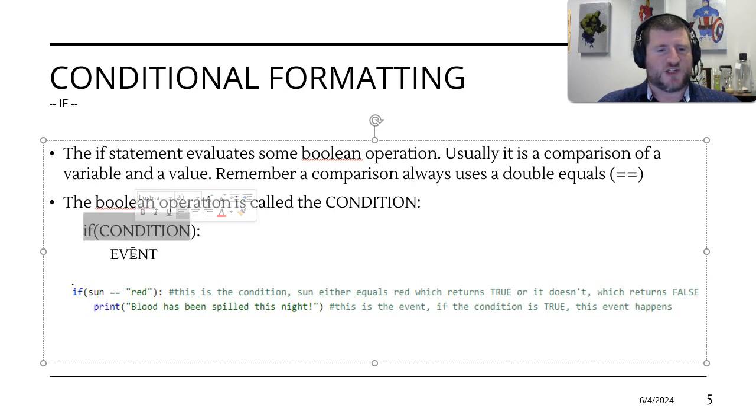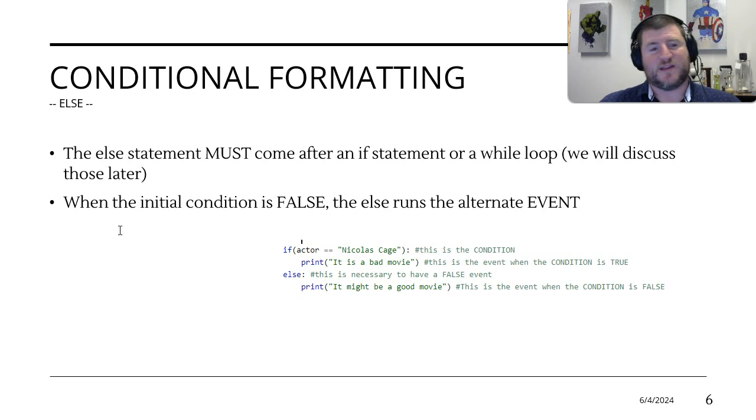So you have the condition, and then you have the event. So this is a little bit more detailed slide. Probably should have started on this one. So the condition, sun equals red. The event is a print out to the console, blood has been spilled this night. That's the if statement. Now the if statement can be expanded to have an else statement. So I told you before, there's the condition and then there's the event. And the event only happens if the condition is true.